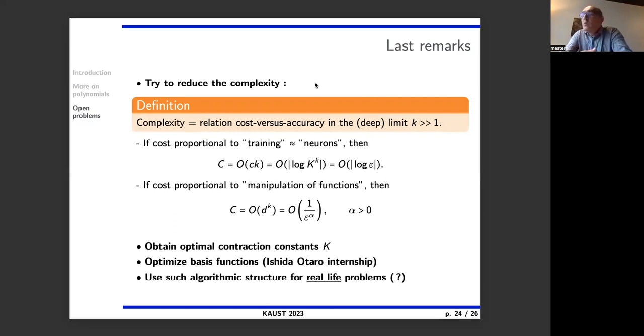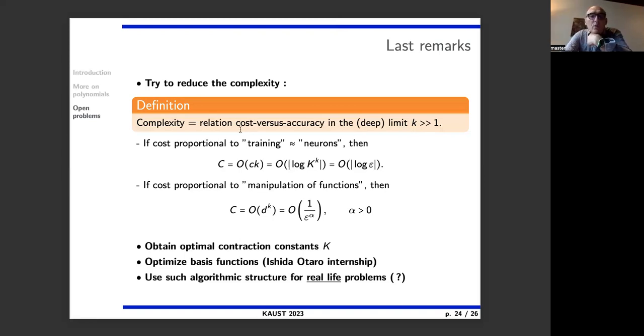The problem is that with this algorithm, even if I am satisfied that I have convergence, and the observed convergence follows the theoretical prediction, the question is still the complexity. When I have an algorithm, of course, the complexity is the relation of cost versus accuracy, especially here in the deep limit where I have k large. K is the number of hidden layers.